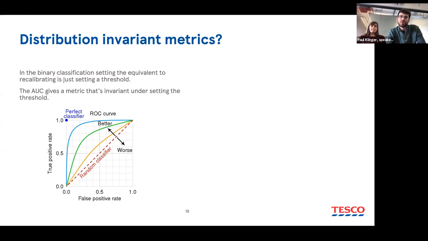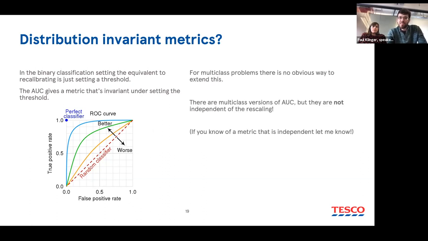If you have two models and want to compare them, but the thresholds might not be equivalent between the two, the standard thing to do is to use a metric that's independent of the threshold setting, for example the area under the ROC curve. That's very nice because you have just this one number and you don't have to worry about setting thresholds and looking at how the performance changes over the threshold. It would be nice to have that in the multi-class setting too, but it turns out that's quite hard.